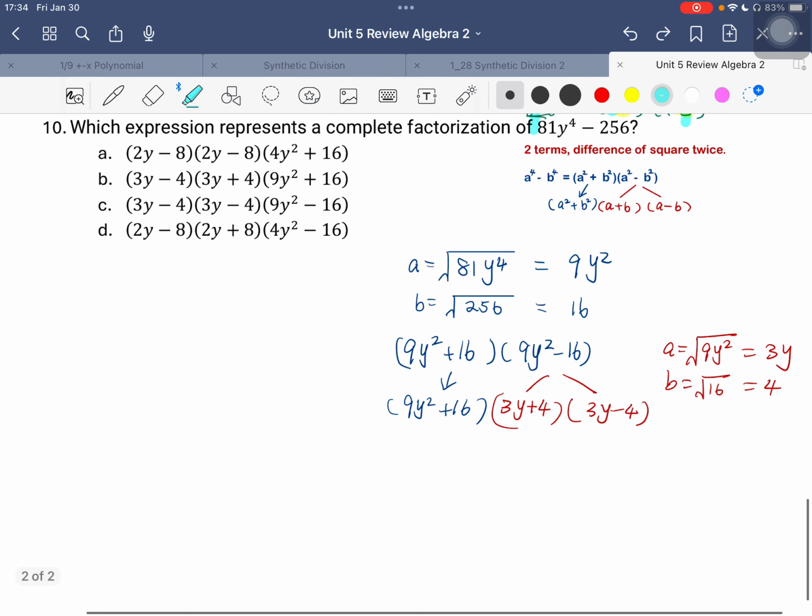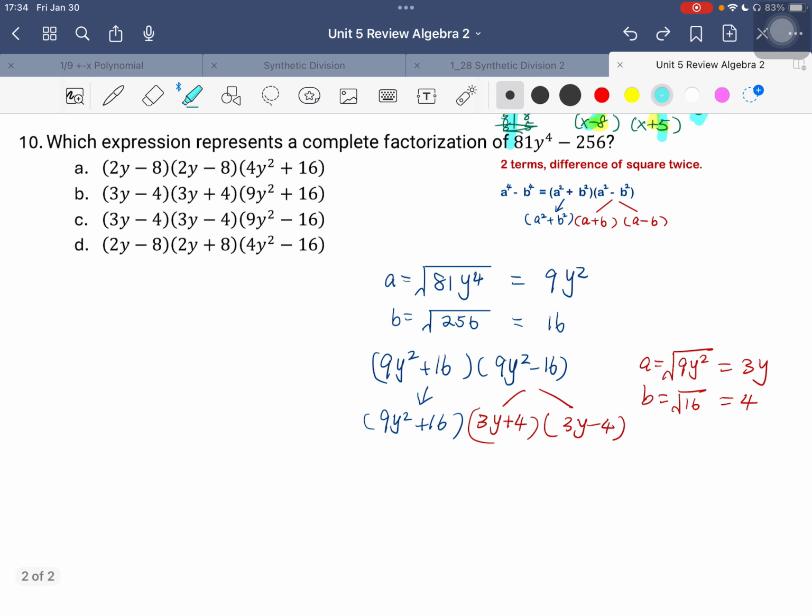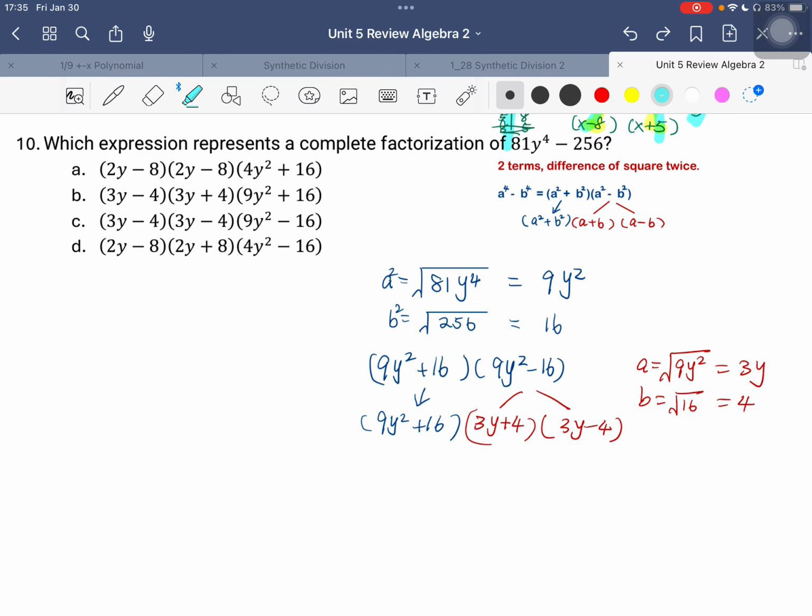Okay, let's see this example together. For the a squared, you're taking the square root of the first half, 81y^4, and then the square root of the second half, 256. So the a squared and b squared I got is 9y squared, and 16. Okay, I got my first step.